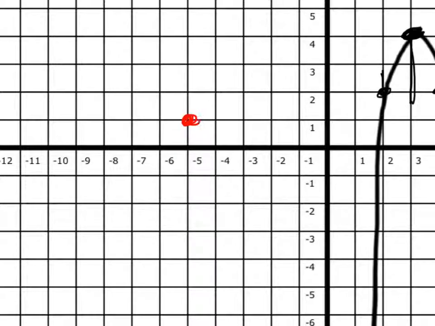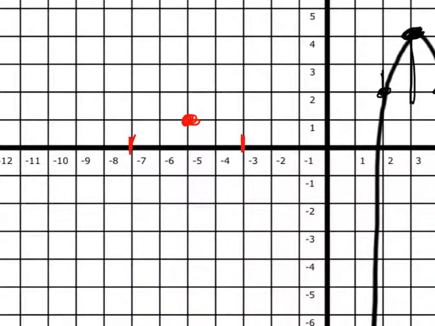There is the vertex. Let's try to spread these points out a little bit so that we can get a more accurate shape on our graph. Instead of choosing them one away from the vertex, how far away would you like to go? 3. We'll come over to here and choose that one, and then we'll go over here and choose this one.